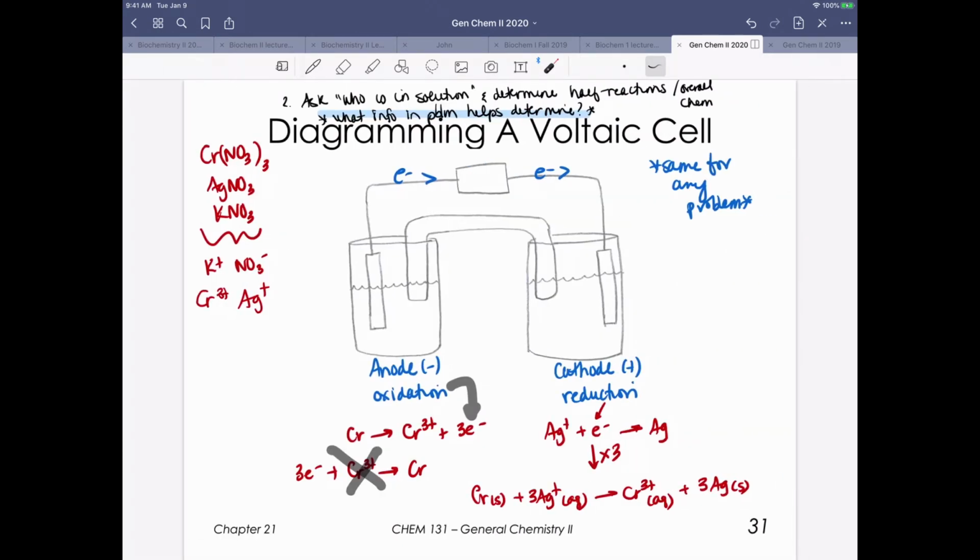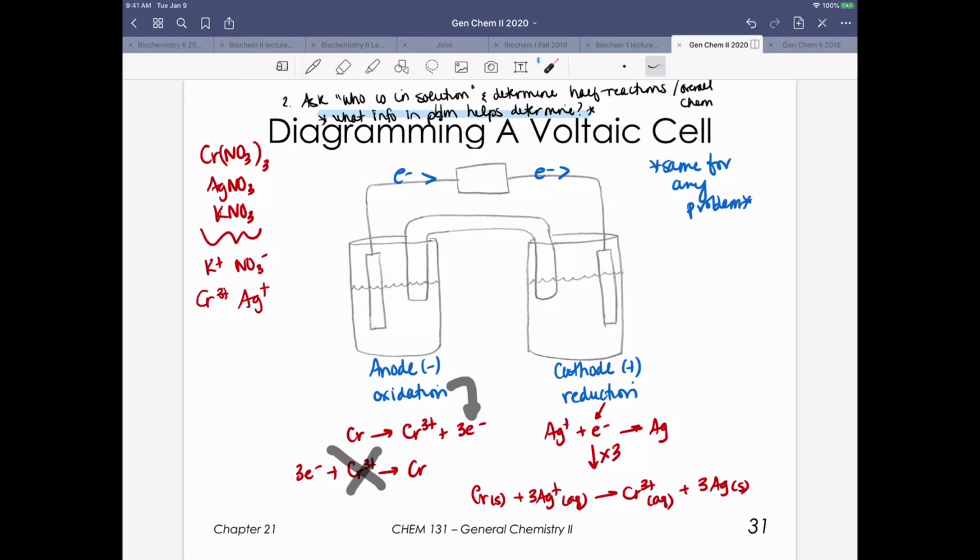All right here. So again, the second step is to say, all right, who is in solution? And then determine the half reactions and the overall chemistry that's happening. So again, we knew that we had chromium nitrate, we've got silver nitrate, potassium nitrate, and then obviously they told us we've got a silver electrode and a chromium electrode. So because they told us that the chromium electrode was negative, we do know now that the chromium is what's going to be in our oxidation, our anode compartment.